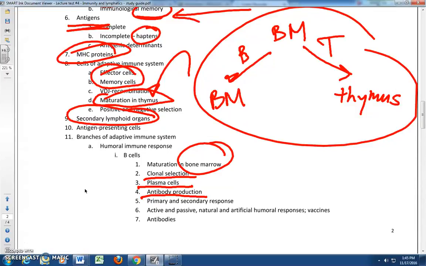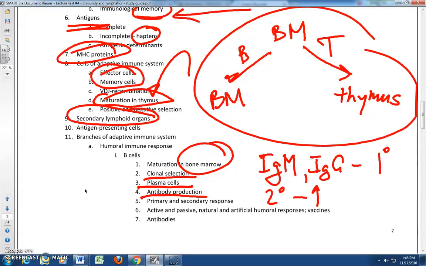Okay? Now, primary secondary response. When you experience primary infection, what is the first antibody type that you produce? IgM, and then IgG. It's primary response. During secondary response, you have overwhelming amount of IgG. Does that make sense?